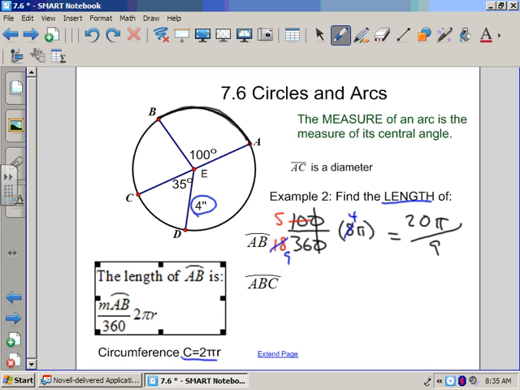What's the measure of the length of arc ABC? Well, we just did that one, right? Because that was the easy one. It's exactly half of 8 pi. Half of 8 pi is 4 pi. If I were going to do the length of arc ABD, I would do 215 over 360 times the circumference, which is 8 pi. Hopefully that all makes sense.